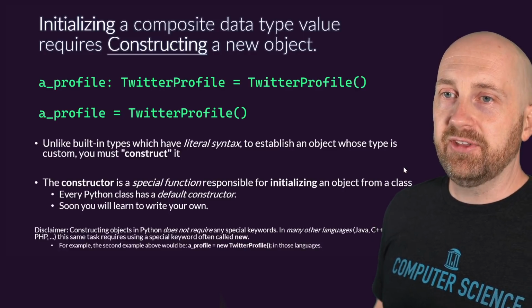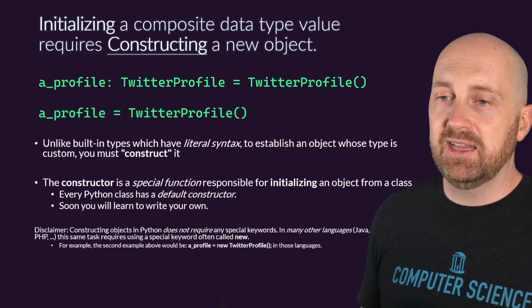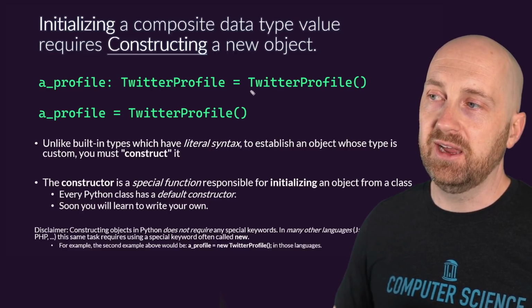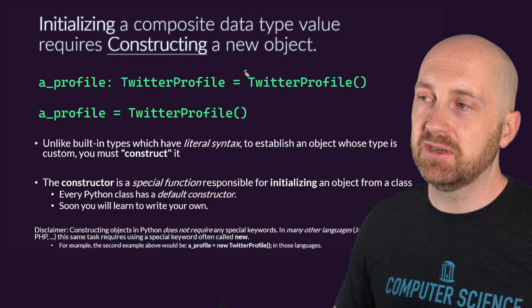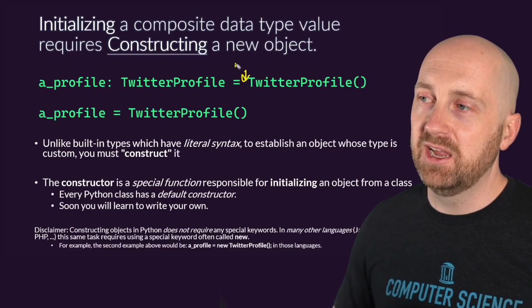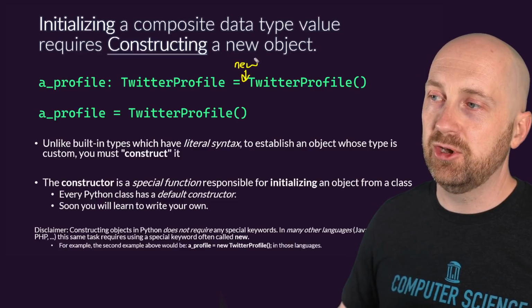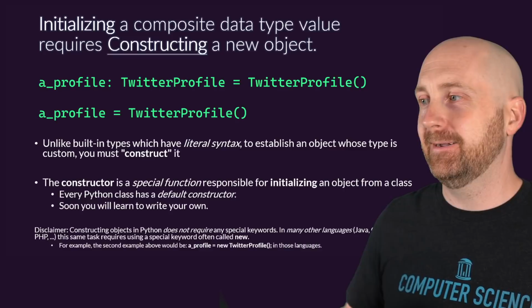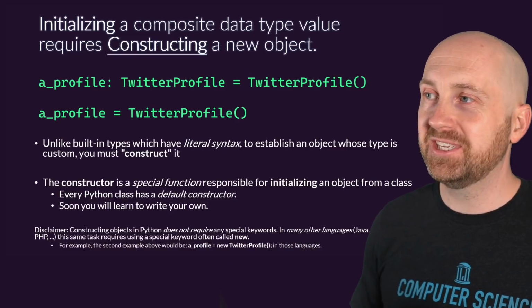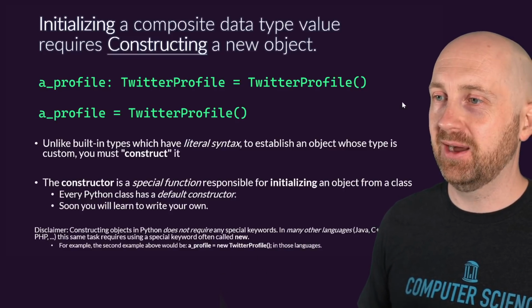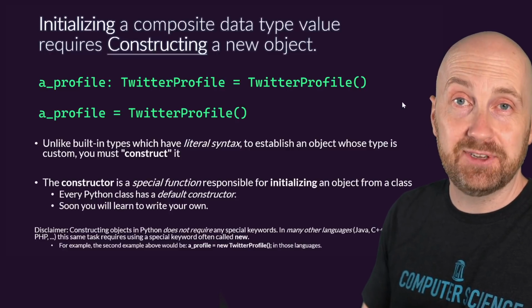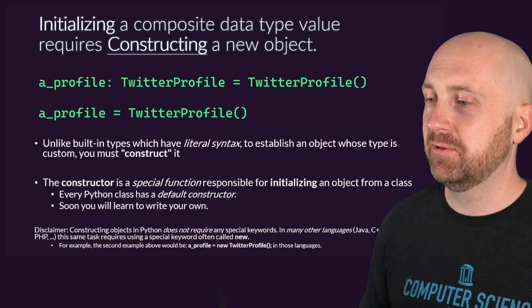As a minor disclaimer noted at the bottom of the slide, we don't have to use any special syntax in Python to construct a new object. In other languages, if you continue on and use them, you'll often find that you have to write the keyword new before constructing a new object, and there's more ceremony involved in constructing new objects. With Python, we just give the name of the class and call it as if it's a function, and that will construct a new object for us.